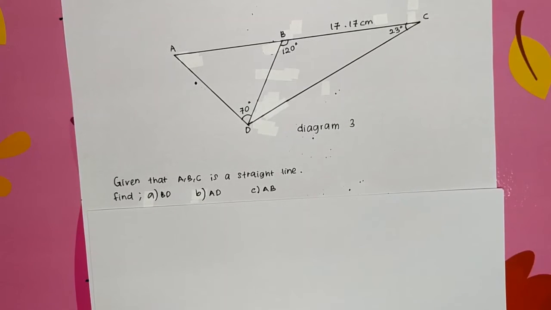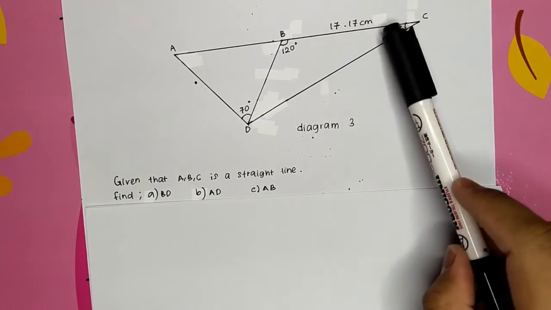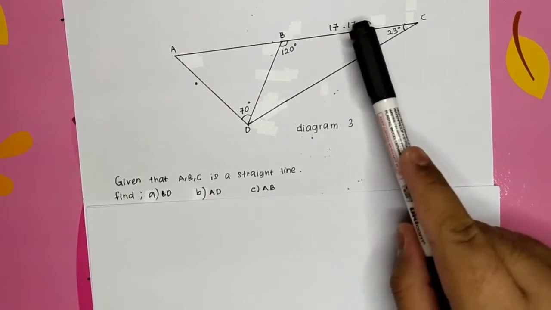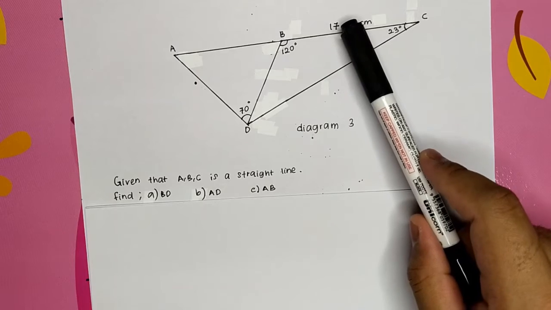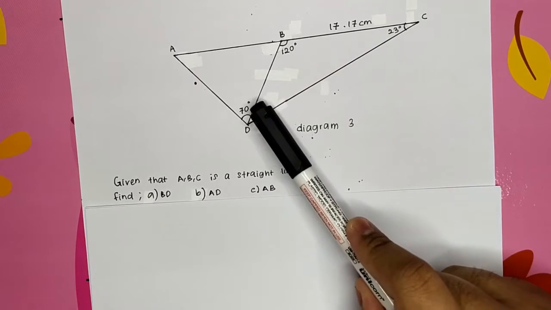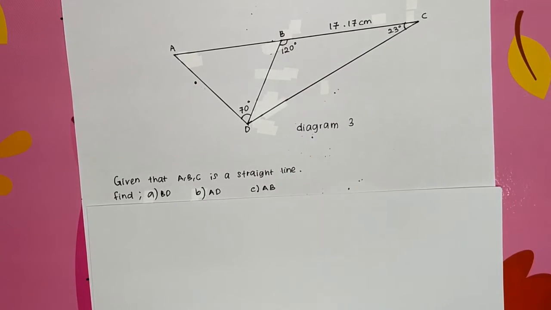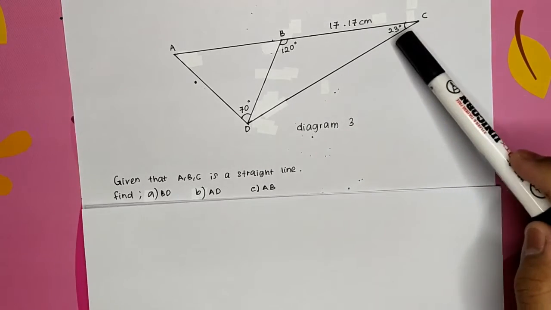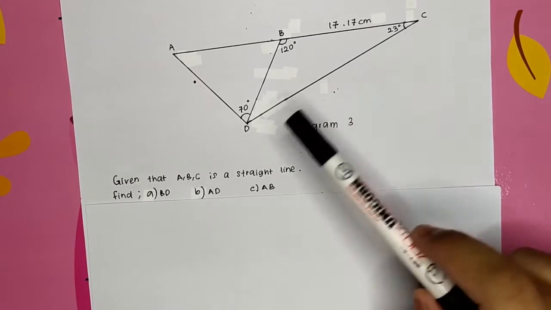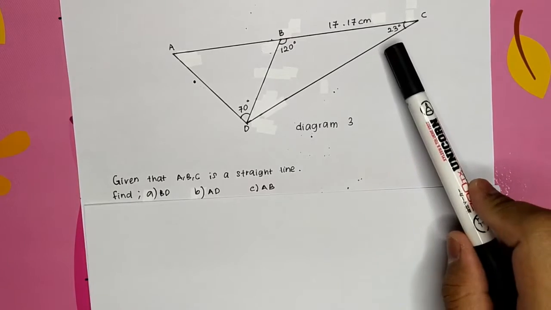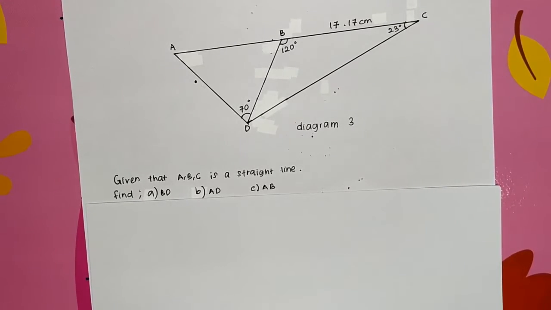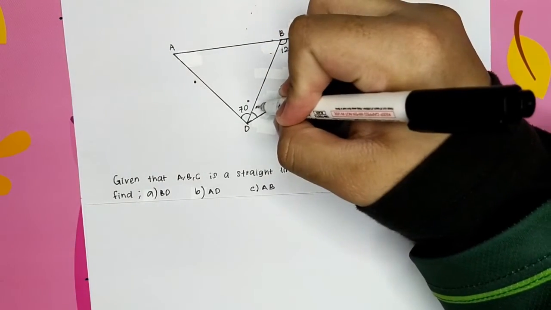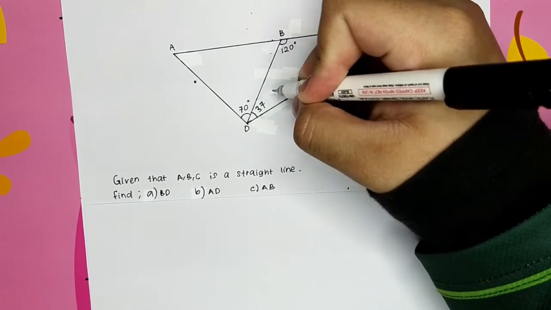And we are also given the value of this side. To make use of it, we need to know the opposite angle of this side, which is here. So how do we find this angle? It's easy, since it is a triangle. So 180, we will minus 120 minus 23. So we will get this angle. It is 37 degrees.